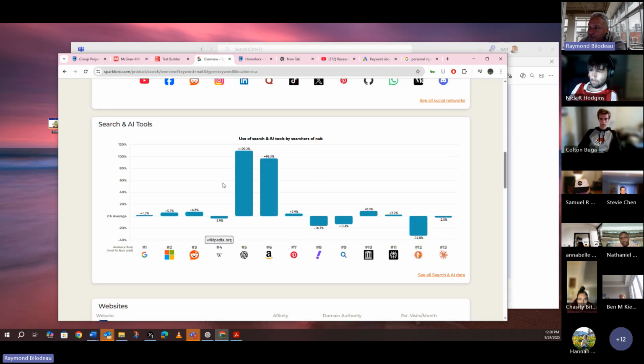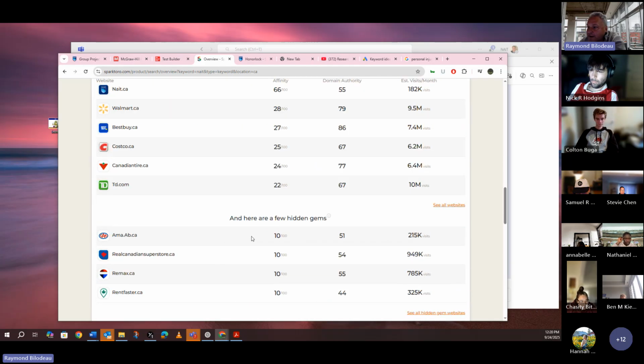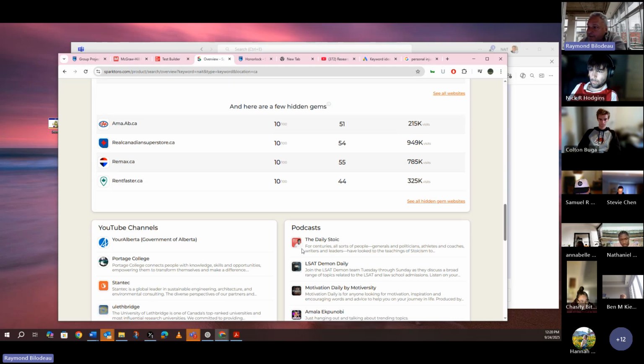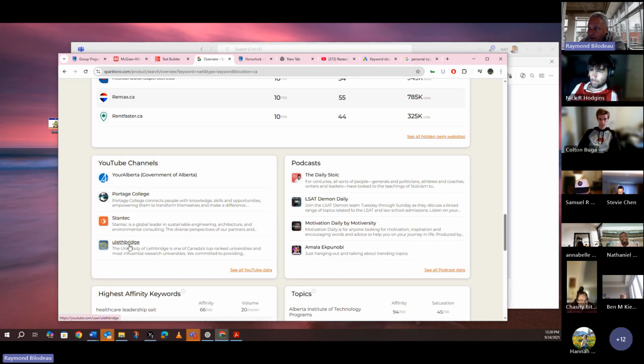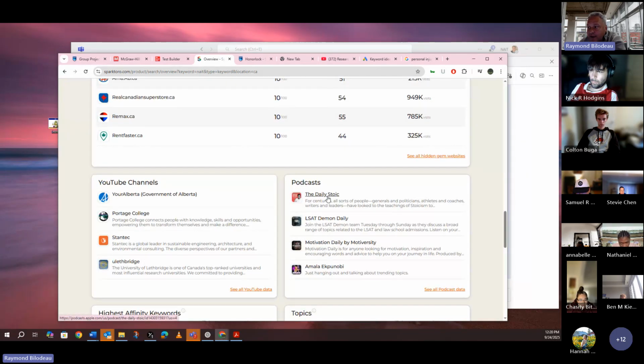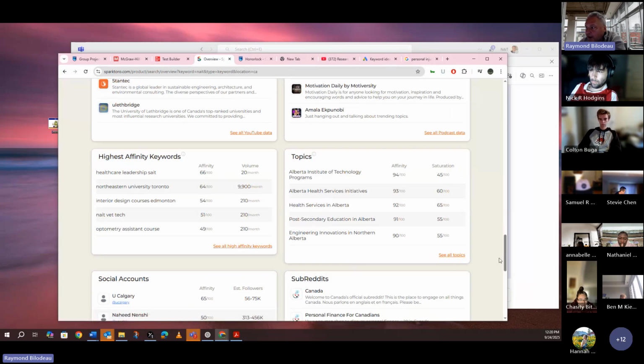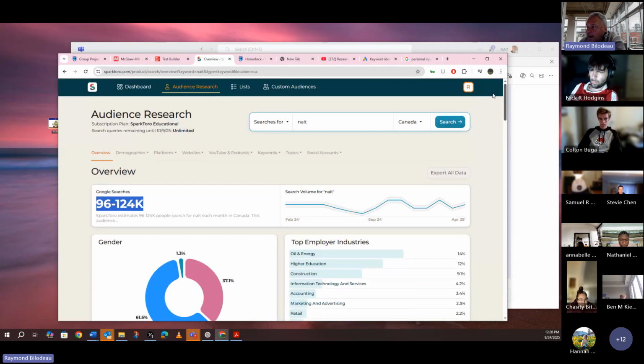And you just go through these. Here's some of the AI tools that they use. People who search Nate tend to use ChatGPT at double the Canadian average, so ChatGPT is popular with Nate. Some of the websites they visit, some of the hidden gems, some of the YouTube channels they follow, the podcasts they listen to. Think of this in the context of maybe I want to be on a podcast to get some backlinks. Maybe I want to reach more of my target audience because this is a popular podcast with my target audience, and I can probably find more of them when I go there.